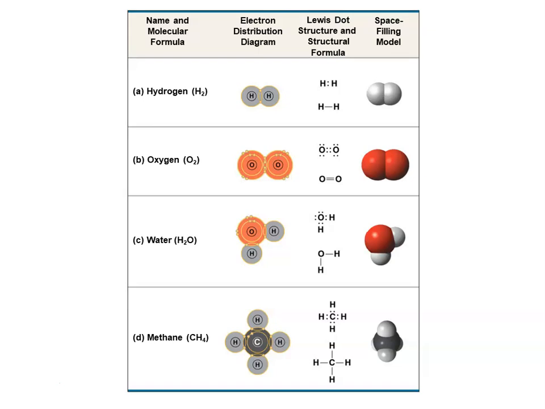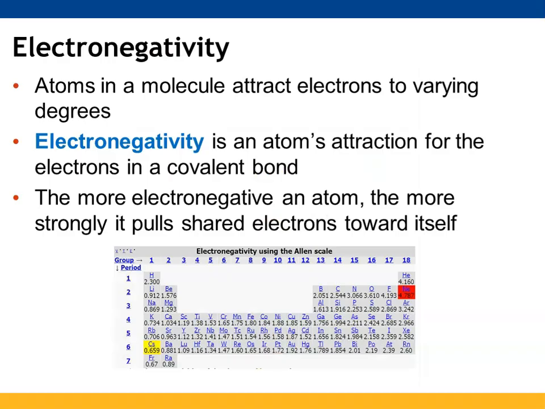So here you see examples of the electron distribution diagrams for 2 molecules of the same element, hydrogen and oxygen, as well as 2 molecules made of different elements, water and methane. We see the Lewis dot structure where we see just the valence electrons that are being shared between the atoms. And we also see the structural formula showing the number of bonds by the lines. And then you can see more of a 3D representation of what those molecules would look like.